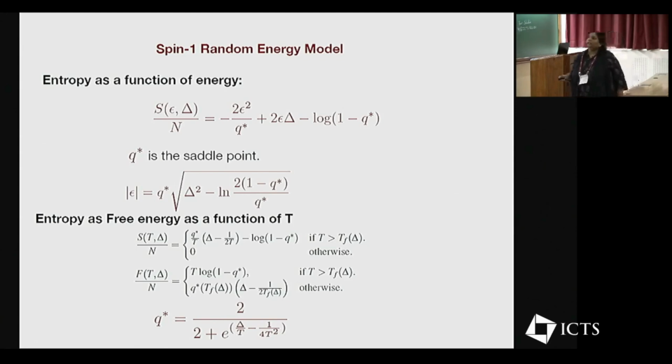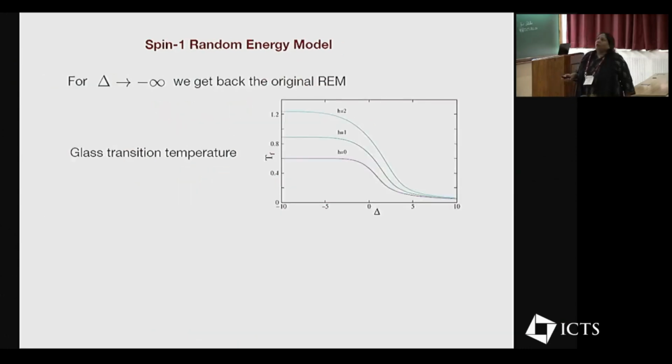Another detail is that there is actually a temperature Tf(delta) where this entropy function becomes 0. So by equating this to 0, we can find the freezing temperature, which is a function of delta. Obviously, when delta goes to minus infinity, we should get back the original Ising REM. We do get back the original REM when we take delta going to minus infinity.